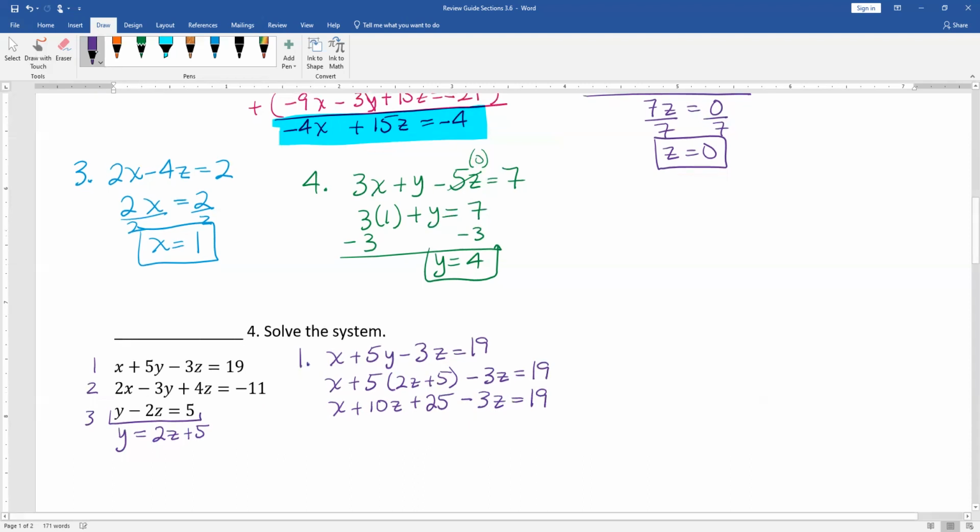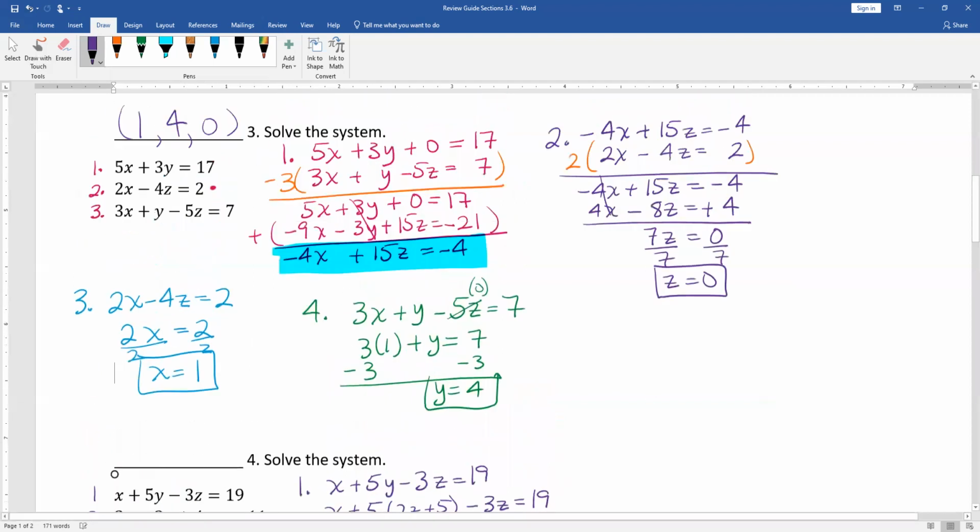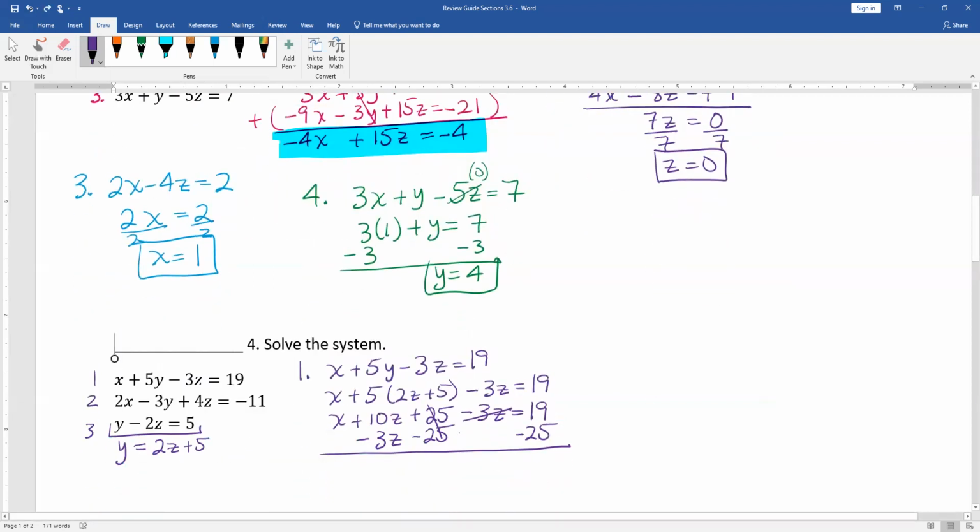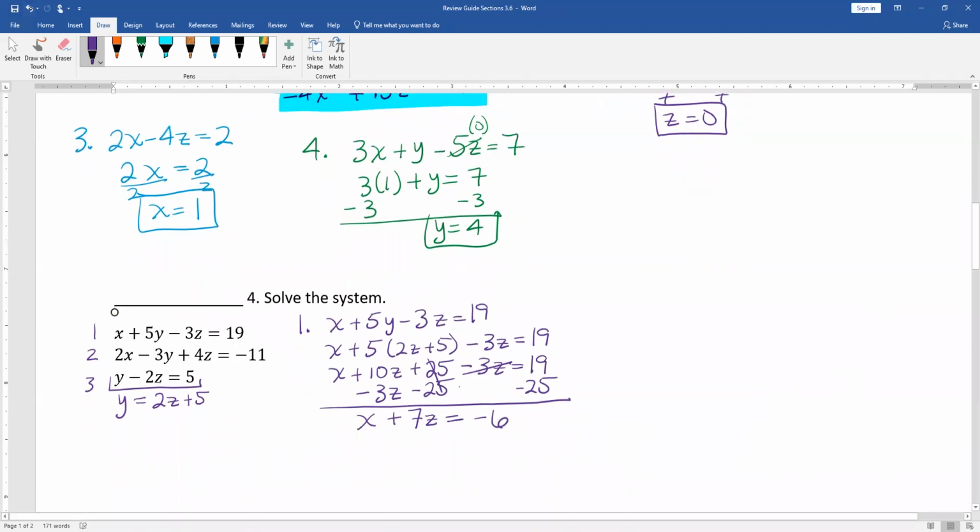All right, so I'm going to kind of do two things at once here. I'm going to subtract this 3z. So I'm just combining like terms on the same side of the equal sign. So the sign stays the same. But I am going to move this 25 over and use the addition property of equality. So that eliminates that there too. So this becomes x, 10 minus 3 is positive 7, x plus 7z. And then 19, 25 is greater, so my answer is going to be negative. 25 minus 19 is 6. All right. So that created an equation with x and z.